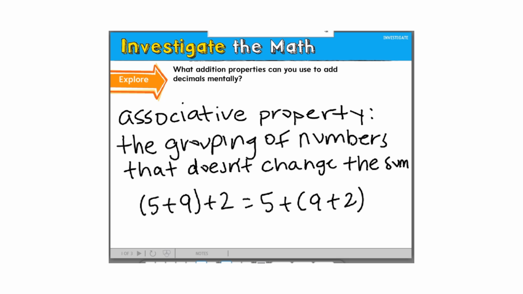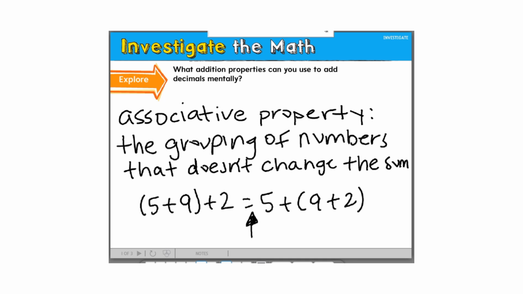Notice that the numbers are 5, 9, 2 in that order, right? So I'm adding 5 plus 9 plus 2. What this equal sign means is that either way you decide to group the numbers, you would still get the same answer. Because you're adding, it doesn't matter what order you add numbers in. We know that's called the commutative property, which is a different one that we'll talk about in a second.